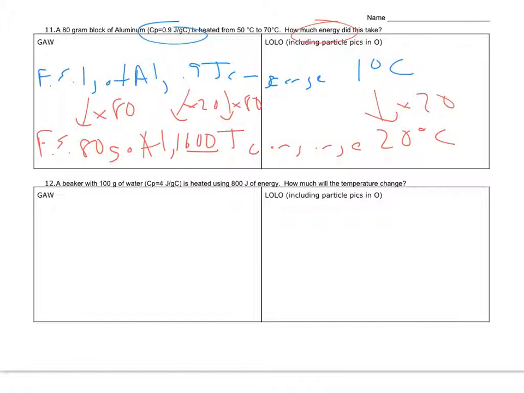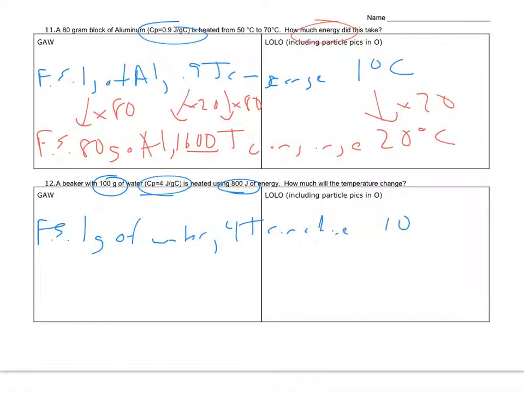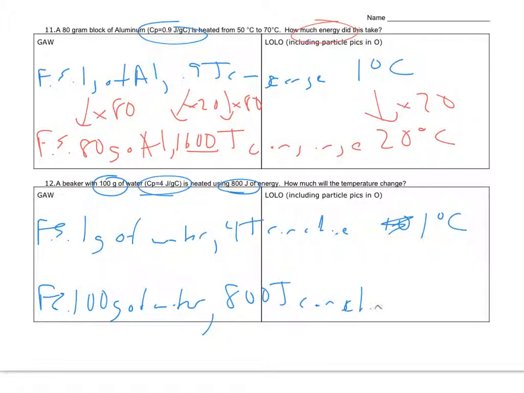Now we've got a beaker with 100 grams of water. They give us the CP of water, and 800 joules of energy. How much did the temperature change? So we know for every 1 gram of water, 4 joules can change the water 1 degree Celsius, right? And we know that we've got 100 grams of water, and we've got 800 joules. And we want to know the change.